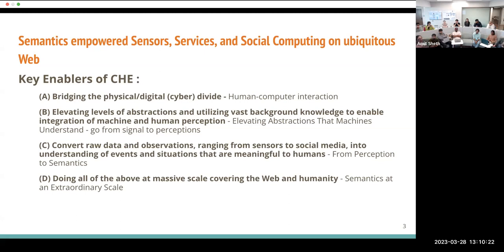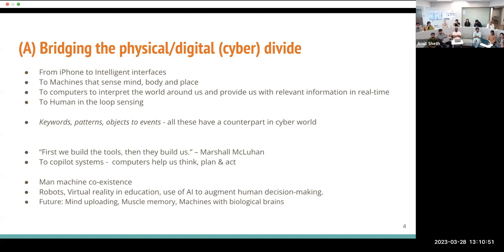And from that, basically, we want to talk about how to go from signal to perceptions. After going from signal to perceptions, can we convert the raw data and observations through these sensory inputs and convert them into semantic, symbolic representation that can be meaningful to us? Finally, we want to scale it and just try and see if we can connect the web and humanity for this aspect. I will let Chaturangi take over now to talk to us about bridging the physical and digital cyber divide.